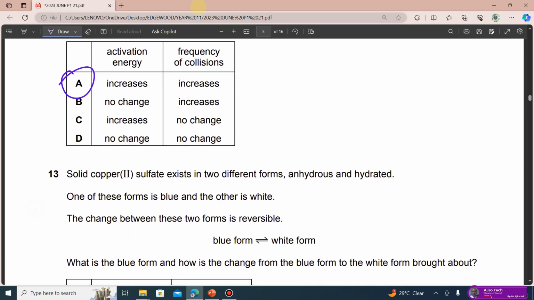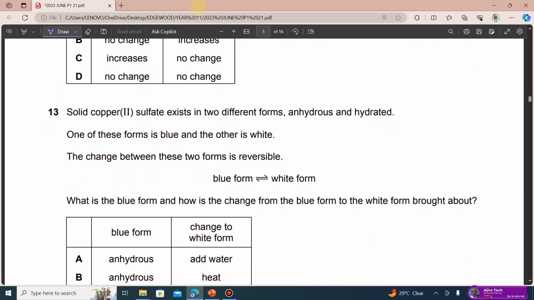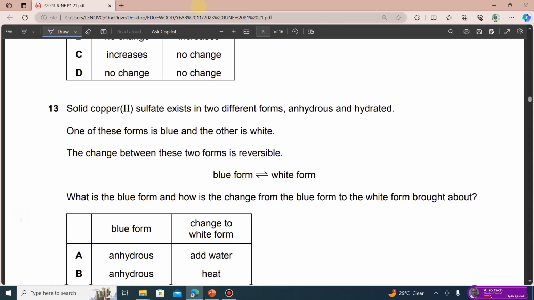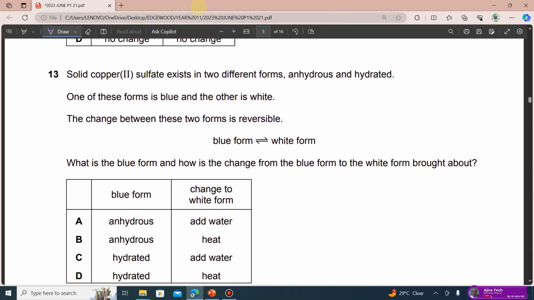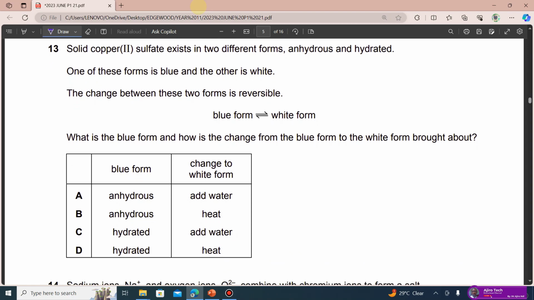Now go to question 13. Solid copper 2 sulfate exists in 2 forms, anhydrous and hydrated. One of these forms is blue and the other is white. The change between these 2 forms is reversible. So what is the blue form, and how is the change from the blue form to the white form brought about? Now you should know that the blue form is the hydrated one. And since it is hydrated, by heating it, the water evaporates and then you obtain the dry salt. So D, because the salt is hydrated and that water can be removed by heating.